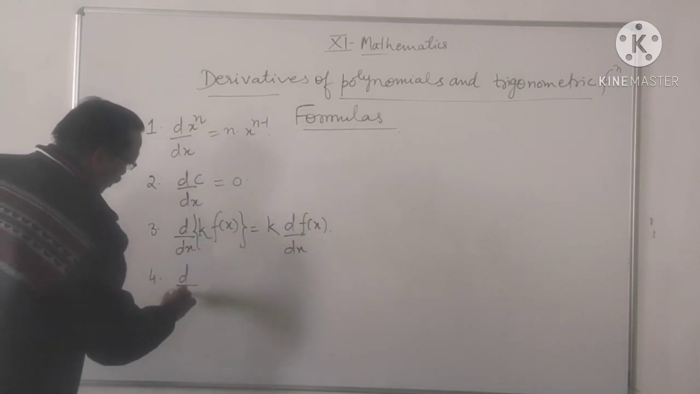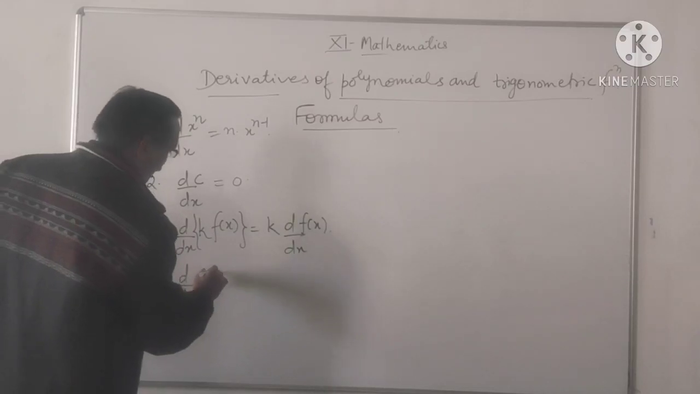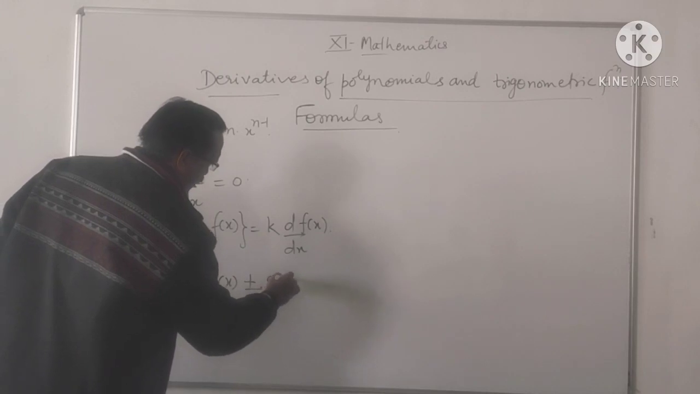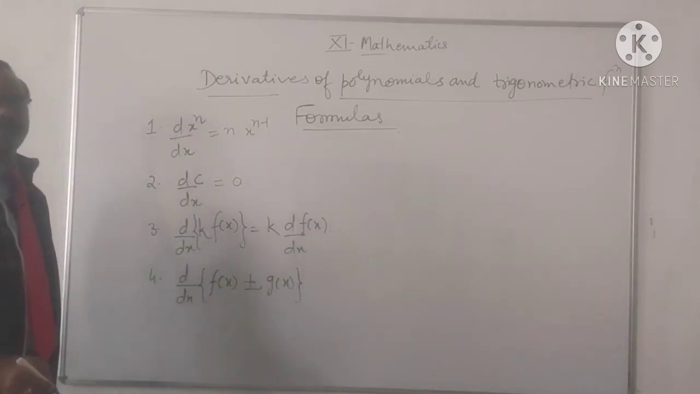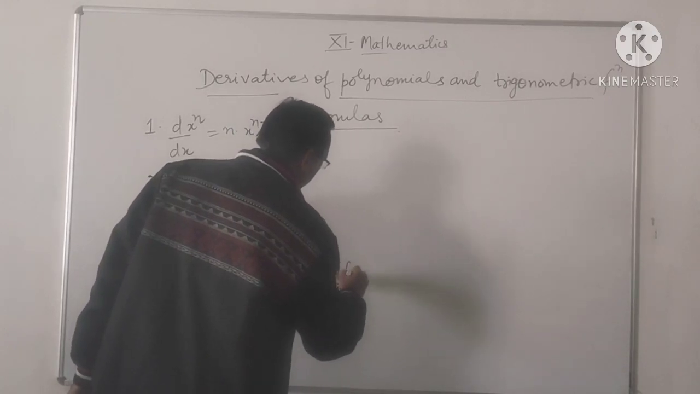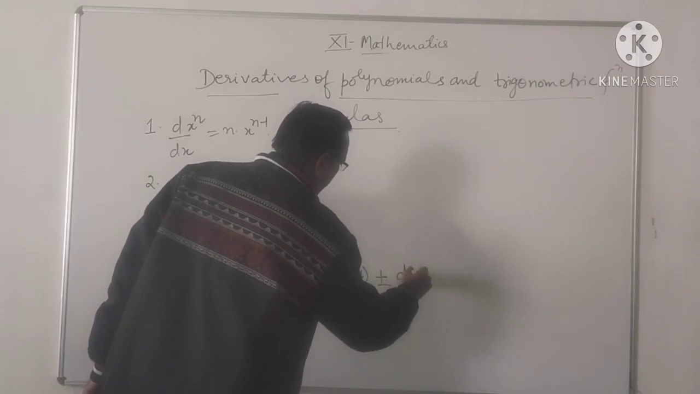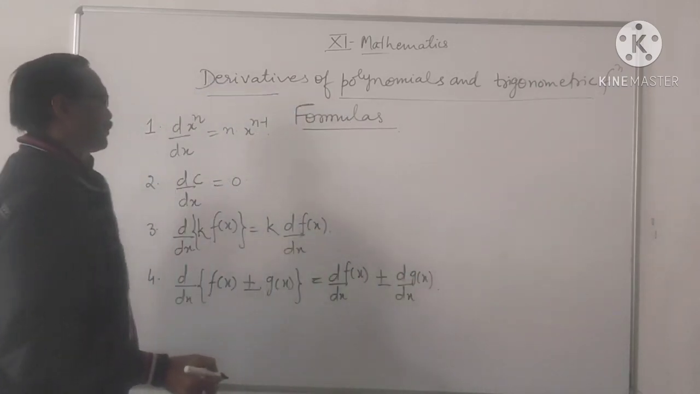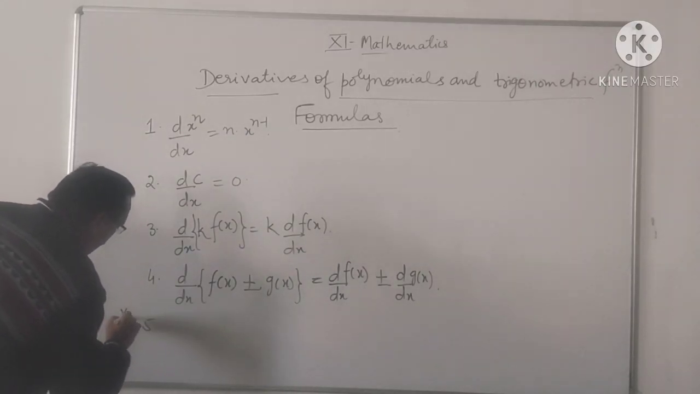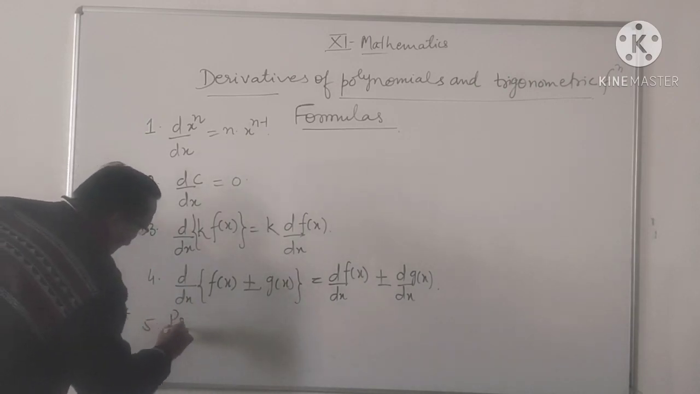Then d over dx of, let there be two functions fx plus minus gx. We will differentiate both the functions separately. So it is d over dx of fx plus minus d over dx of gx. Formula number 5. It is one of the important formulas. It is also called product rule.